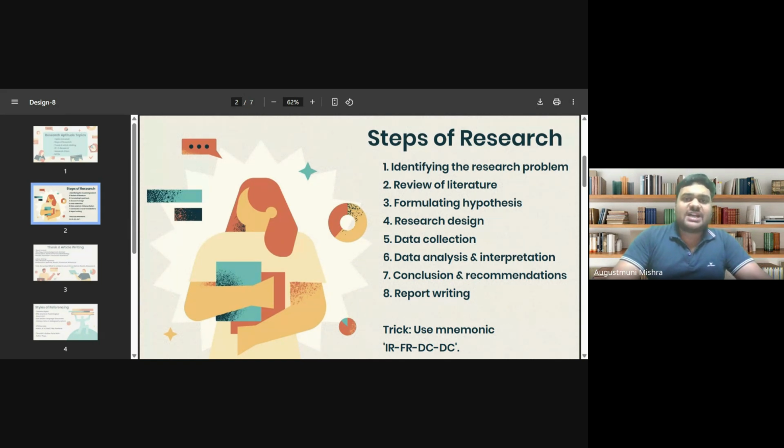Now, what is another thing which we have to do? Then there is the formulation of hypothesis. Because whenever you are done with the review of literature and you find out your problems, then you start asserting about the topics on which you are going to research.